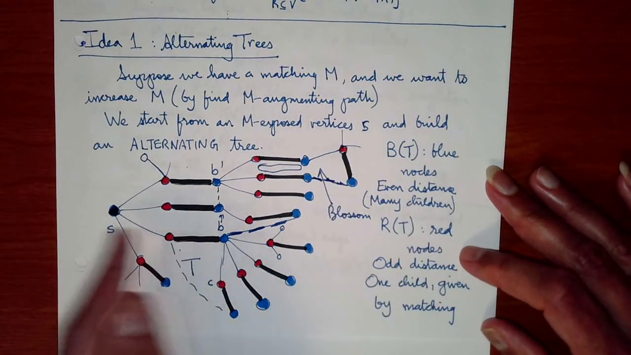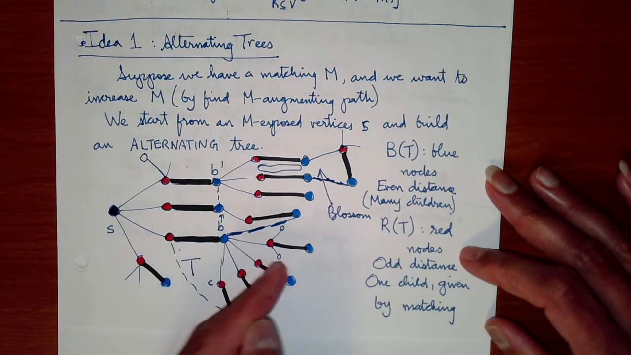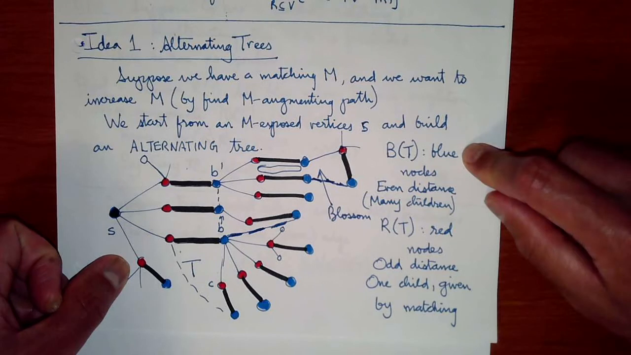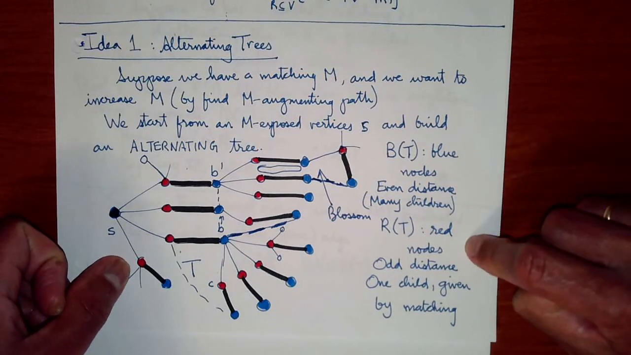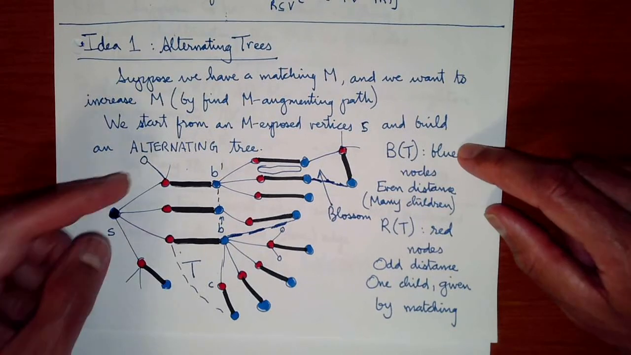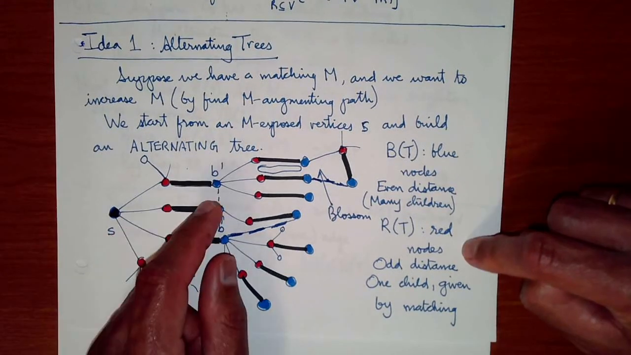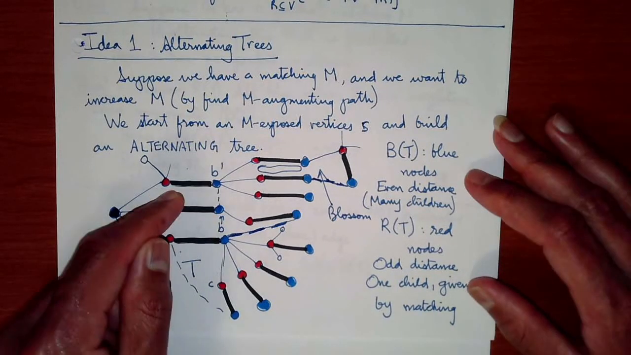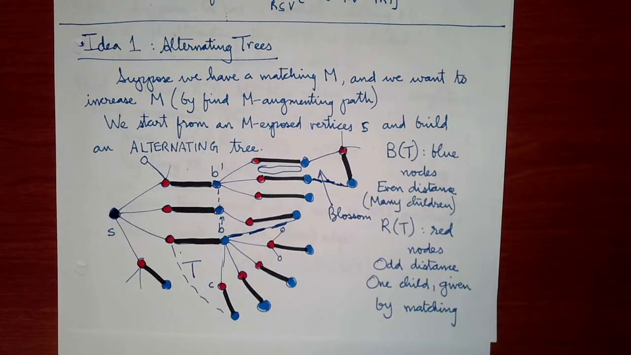And remember, we colored the vertices alternately blue and red. The root was blue, and the colors alternate. Blue nodes are at even distance, red nodes are at odd distance. Blue nodes have many children, red nodes have only one child. The tree always extends from blue nodes, because when you hit a red node, it only has one child, which has to be in the matching. Hopefully this picture recalls some of the pictures you have. We don't need to deal with blossoms, because we're doing this on bipartite graphs. But we will use alternating trees.